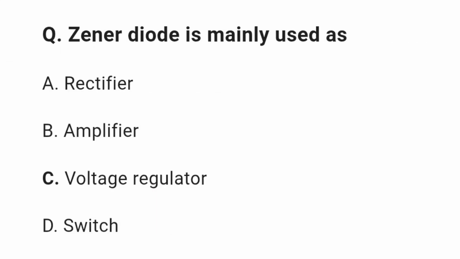Next question. Zener diode is mainly used as rectifier, amplifier, voltage regulator and option D, switch. The right answer is option C, voltage regulator. Zener diode is mainly used as a voltage regulator.